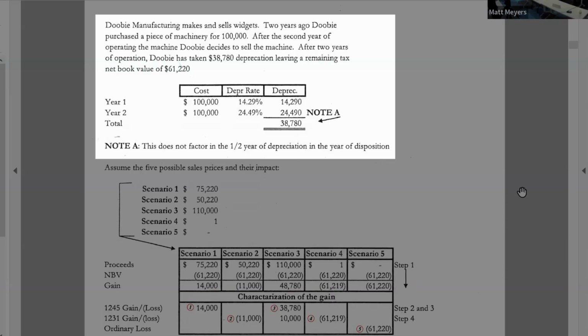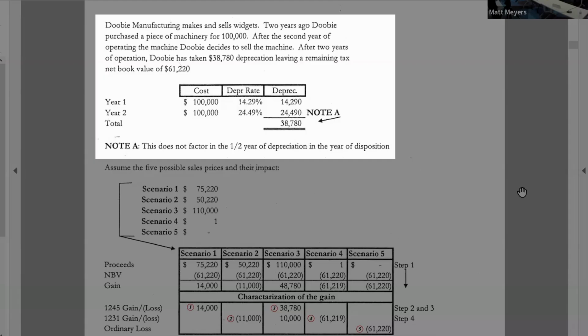He's selling widgets. He purchased a piece of machinery for $100,000. After the second year, he decided to sell the machine, and he's taken 2 years of depreciation on it for $38,000, and then the remaining net book value is $61,000 on the asset. That feels just about right. Okay.